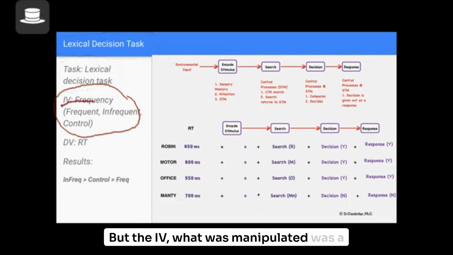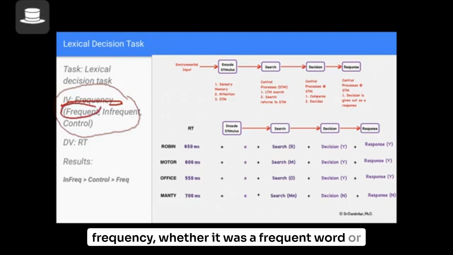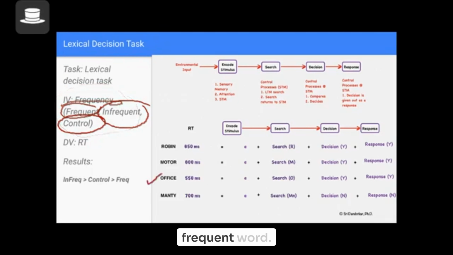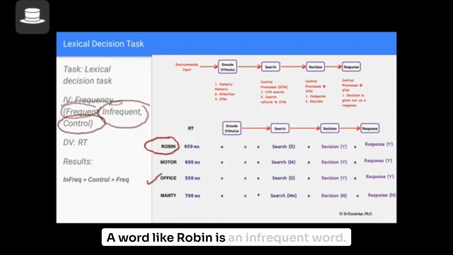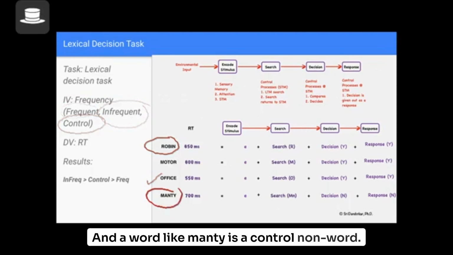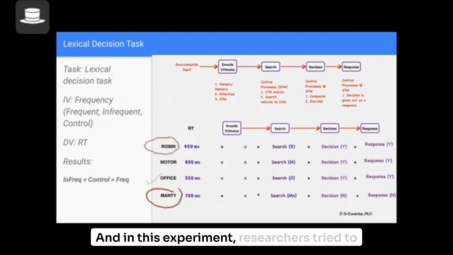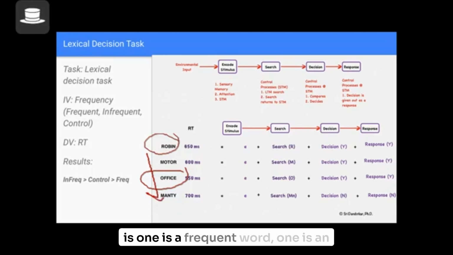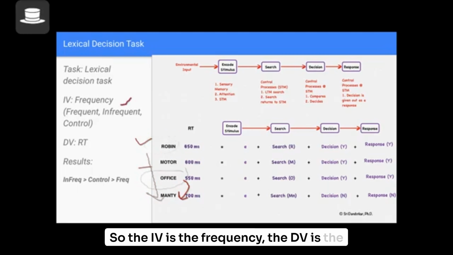The IV, what was manipulated, was word frequency, whether it was a frequent word, an infrequent word, or a control word. For instance, a word like office is a frequent word. A word like Robin is an infrequent word. And a word like Manti is a control non-word. In this experiment, we try to see if the reaction time overall for words like Robin, and words like office or motor, are different from a non-word like Manti. One is a frequent word, one is an infrequent word, and we look at how these words are different from non-words in terms of the time taken to respond. So the IV is the frequency, the DV is the reaction or response time.